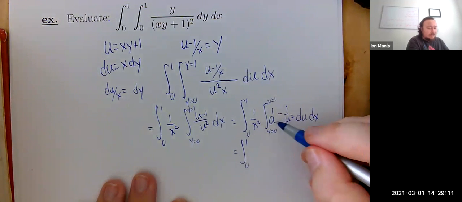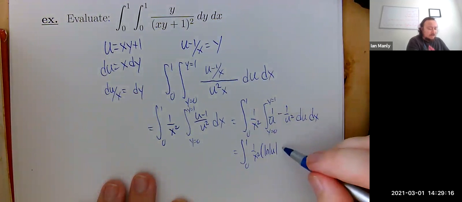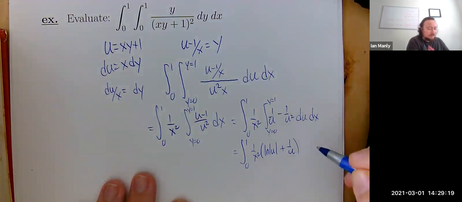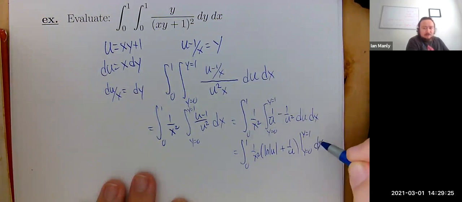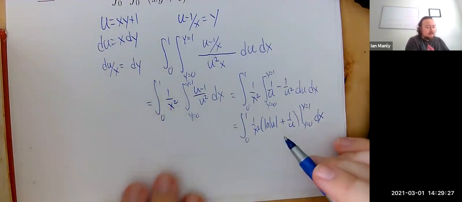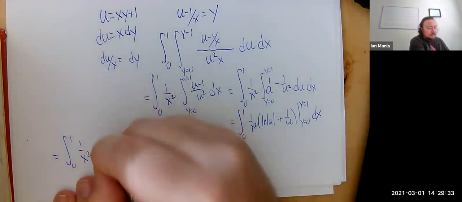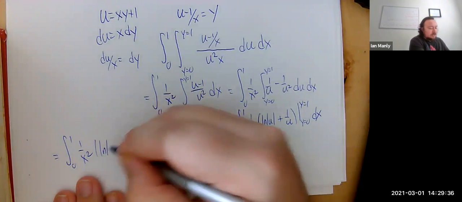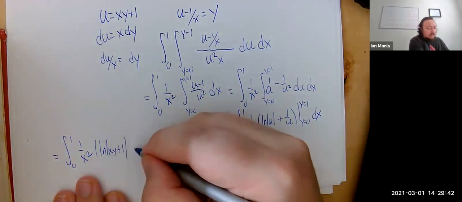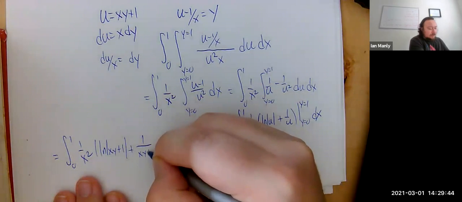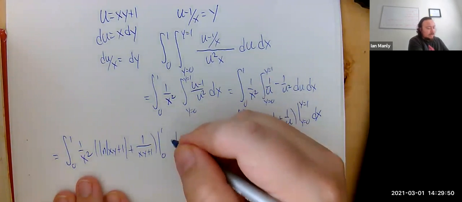So we have 0 to 1, and then we have 1 over x squared times natural log of absolute value of u plus 1 over u if we do the power rule there. Okay, so now let's convert back, and let me move over here so we have some room. So we have 0 to 1, 1 over x squared, and then we have natural log of absolute value of xy plus 1 plus 1 over xy plus 1. And we're doing that from 0 to 1 with y's.